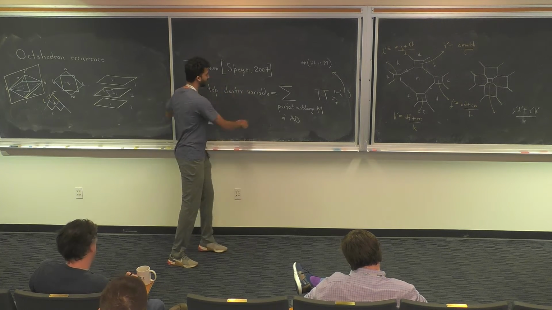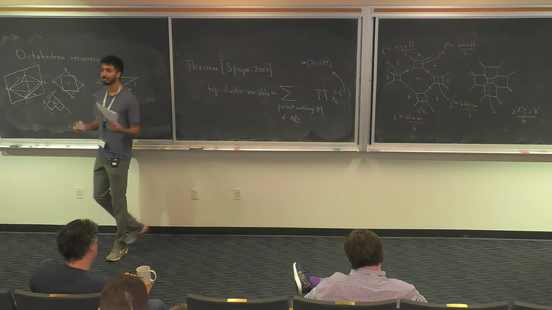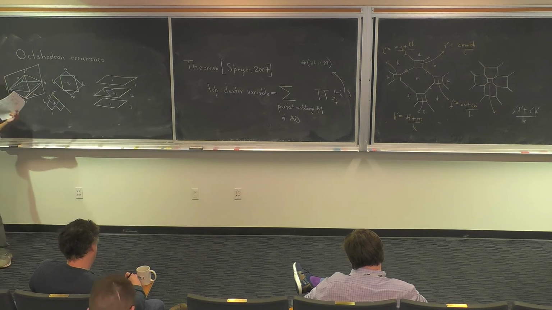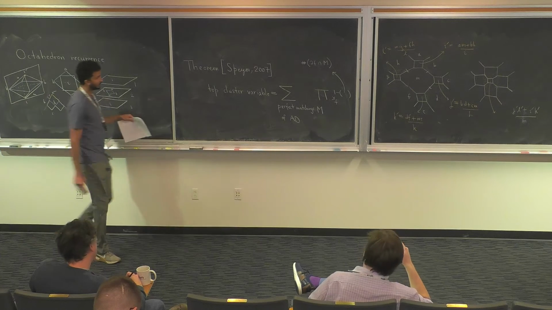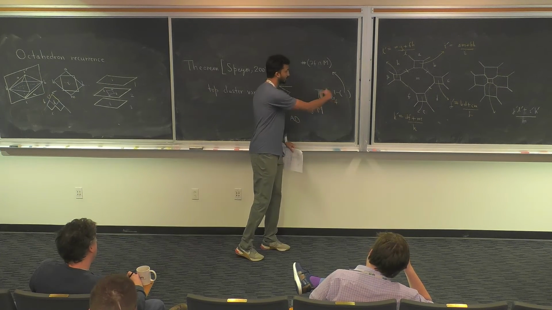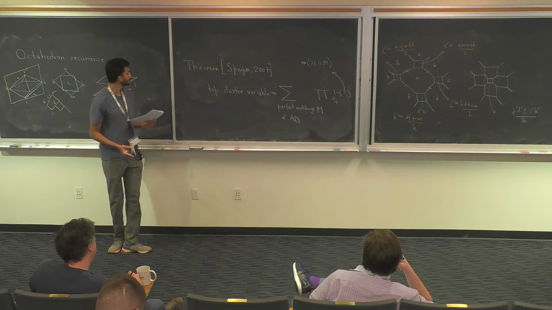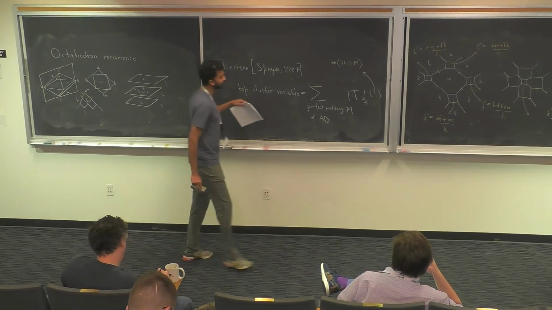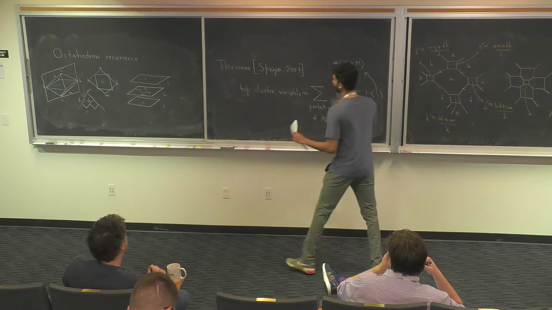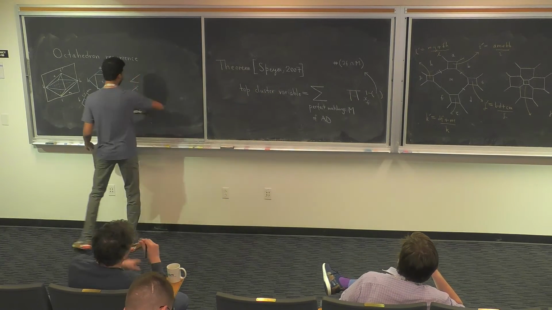So this cluster variable, the big Laurent polynomial that you're getting, each monomial corresponds to a perfect matching of the Aztec diamond. And there is some slightly strange looking rule for how you get the monomial from the matching. So let's look at an example.